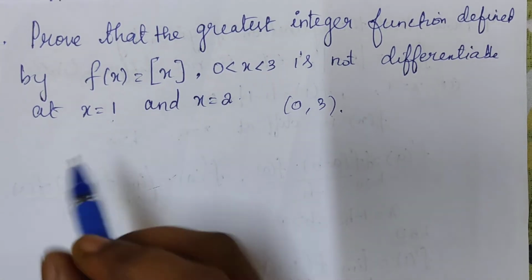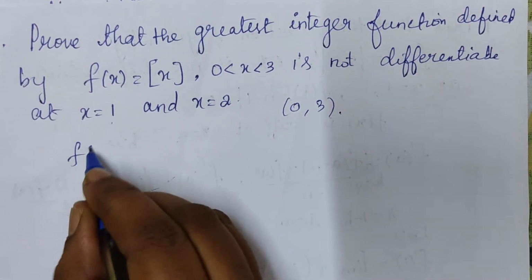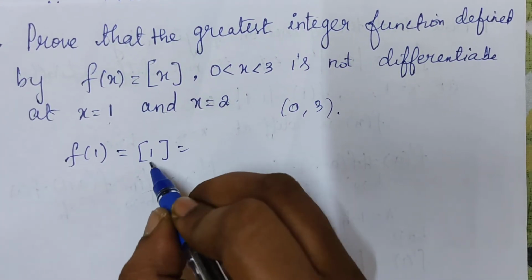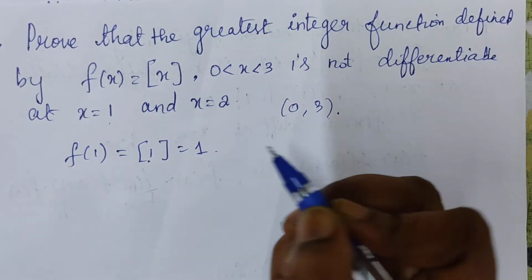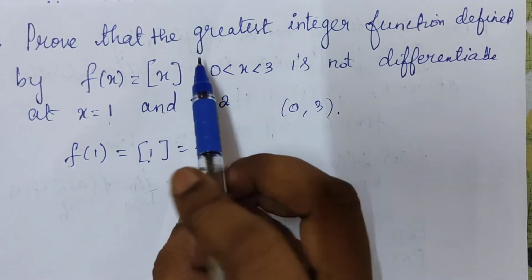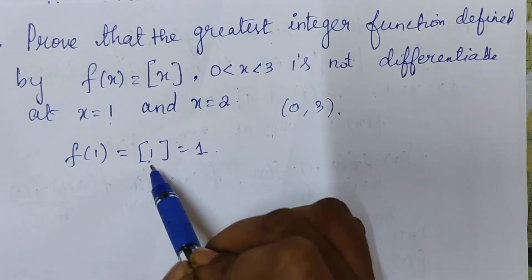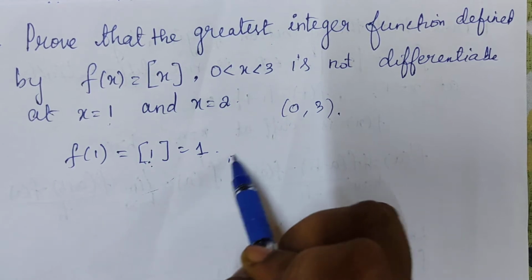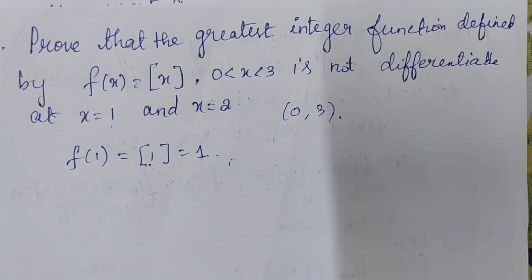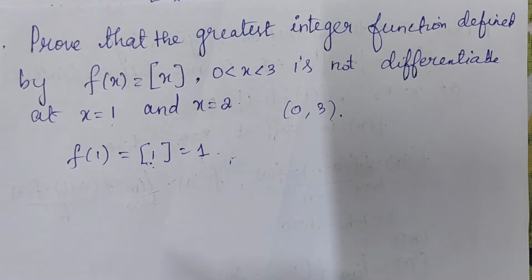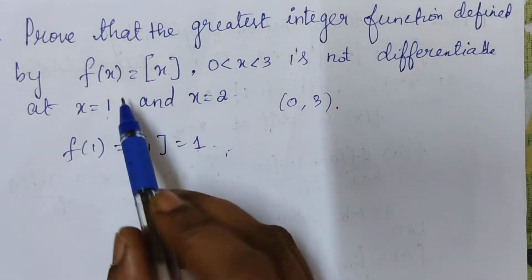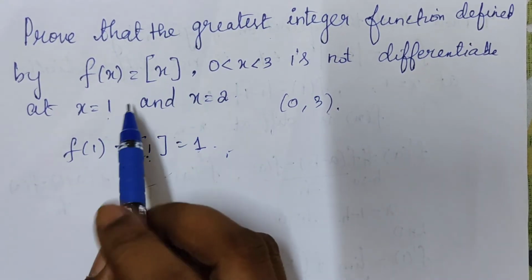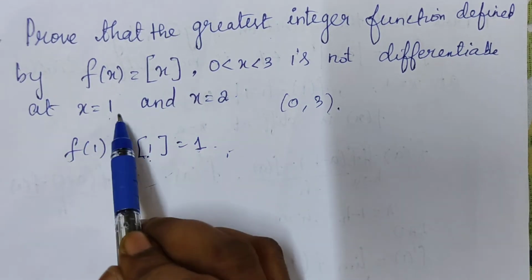Now we will calculate the functional value f of 1. When the value of x is 1, the functional value will be 1 because it is a greatest integer function. In greatest integer functions, for all input integers we will get the same integer as output. If the numbers are not integers, we will get some other values. Here we have found the functional value at x equal to 1.